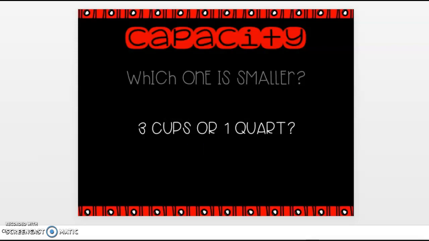Okay, this would be technically number 6. So which one is smaller? 3 cups or 1 quart? So on your gallon kingdom, find 1 quart and look and see how many cups are in there. And we want to know which one is smaller. That is correct. 3 cups is smaller.